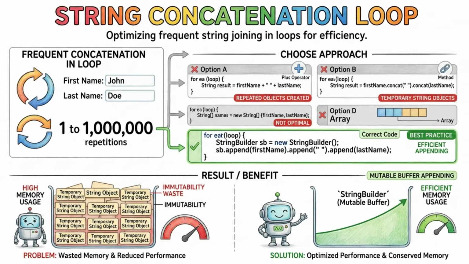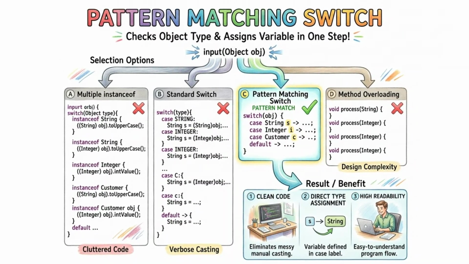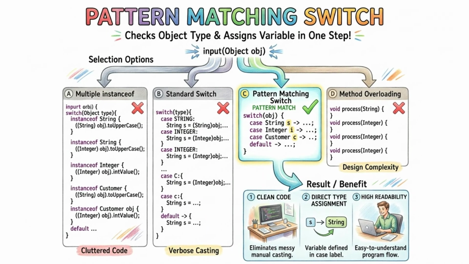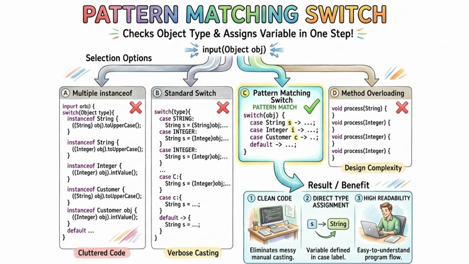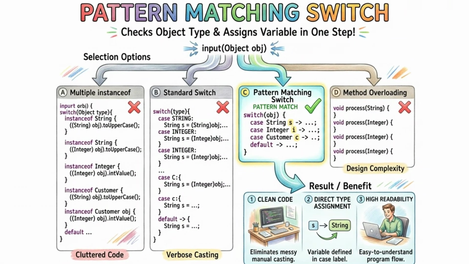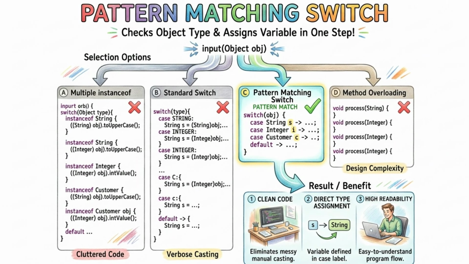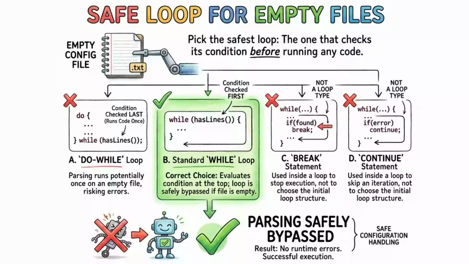Next, let's look at the new pattern matching features in Java 21. If you have a method that receives a generic object and you need to perform different actions based on whether it is a string, an integer, or a custom class, you no longer need cluttered if-else chains and explicit casting. You can now use a pattern matching switch statement. This allows you to test the object's type and assign it to a variable directly within the case label, making your application flow incredibly clean and readable.